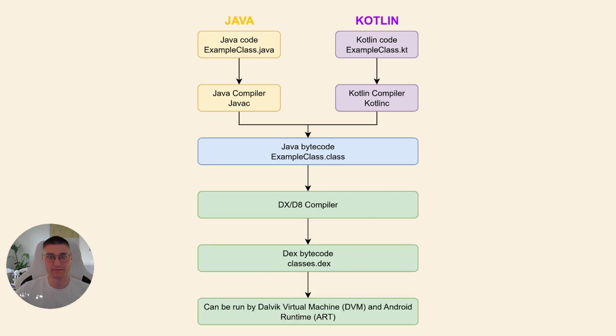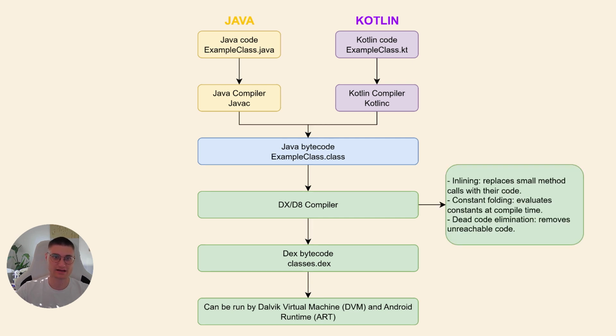DEX files are optimized for execution on DVM, Dalvik Virtual Machine, which was used until Android 4.4, and ART, Android Runtime, which was introduced in Android 4.4 and fully adopted in Android 5.0 for better performance. During the conversion of files to DEX, the compiler applies optimizations like replacing small methods with their code, evaluating constants at compile time, and removing unreachable code.